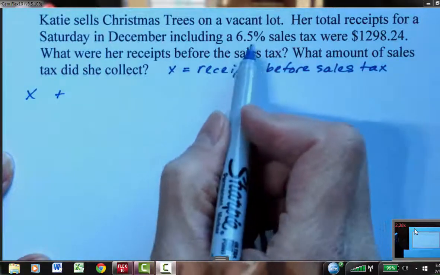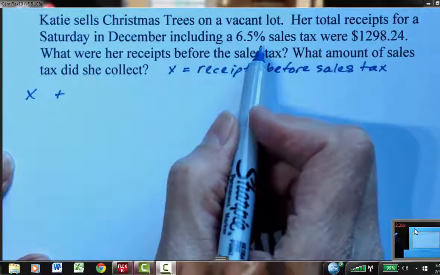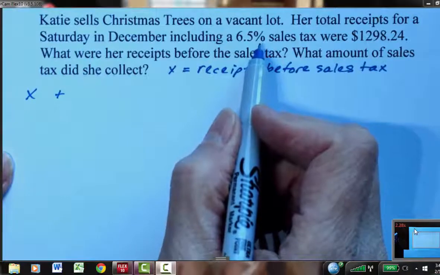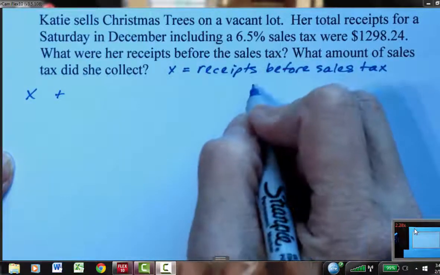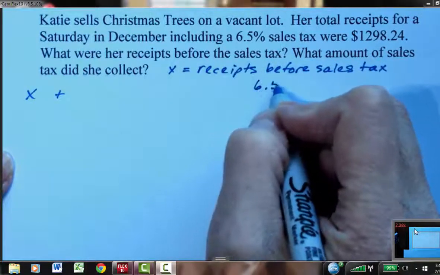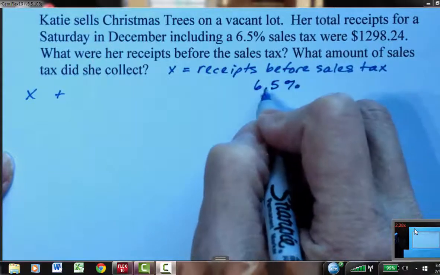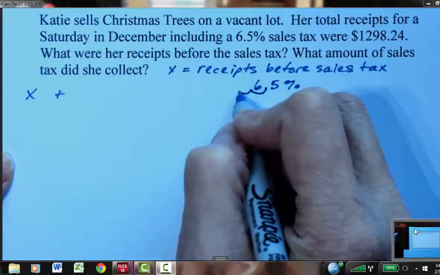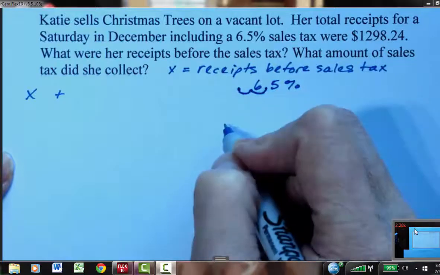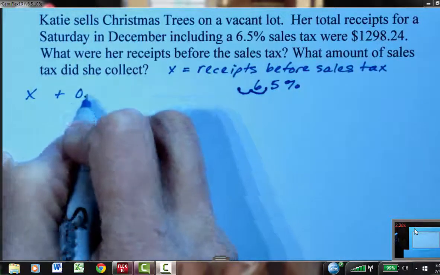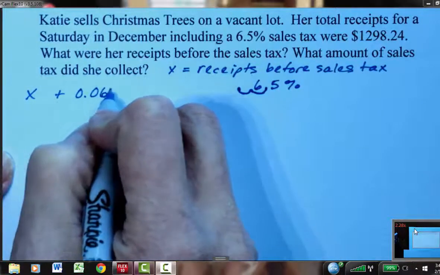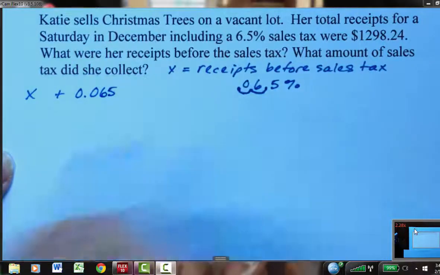What you need to do is change 6.5% to a decimal. To change 6.5% to a decimal, you need to move the decimal point two places to the left. So that becomes 0.065, because you need a placeholder in there.